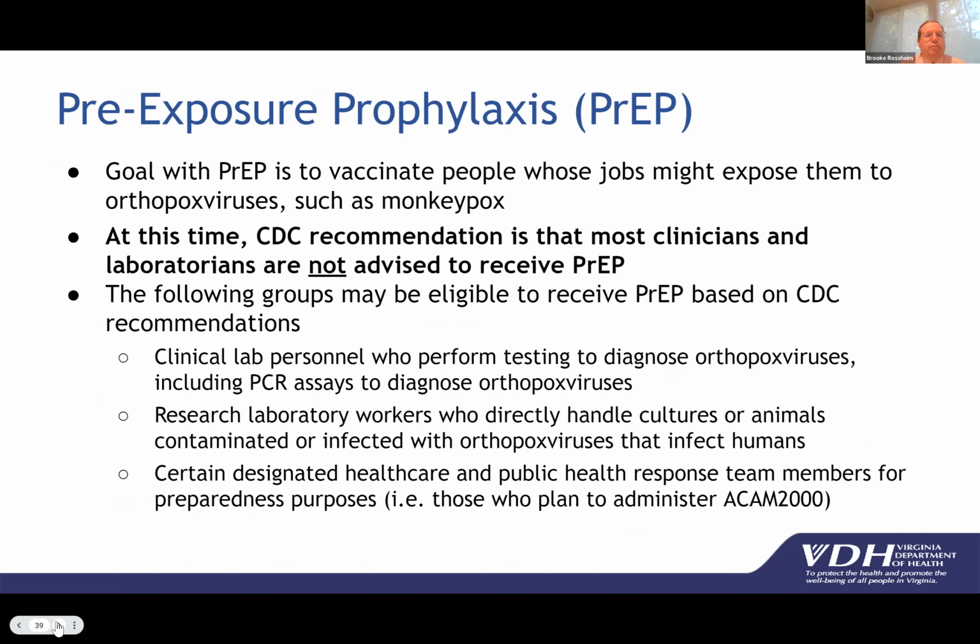And then we have pre-exposure prophylaxis. Pre-exposure prophylaxis is the typical reason that we would give a vaccine, basically to people who are at risk of coming down with the illness. In this case for pre-exposure prophylaxis, or as we refer to it, PrEP, the goal is to vaccinate people whose jobs might expose them to orthopox viruses such as monkeypox. So at this time, CDC's recommendation is that most clinicians and laboratorians are not advised to receive PrEP.